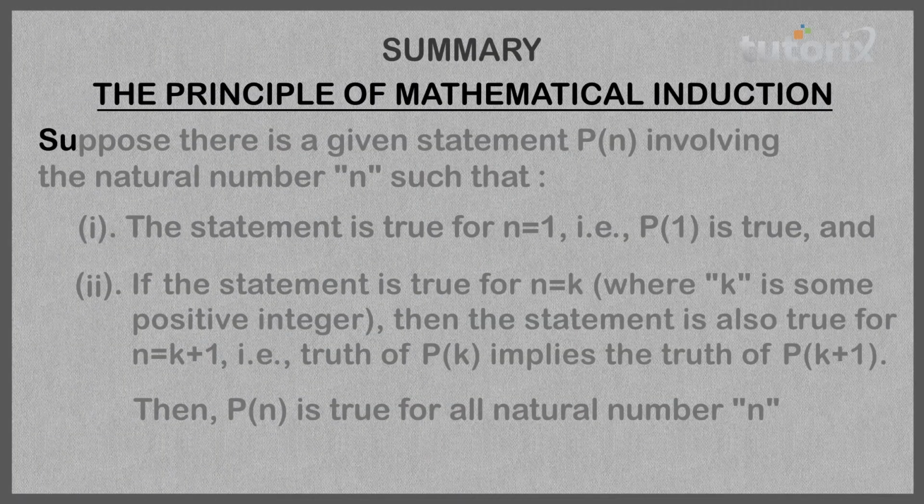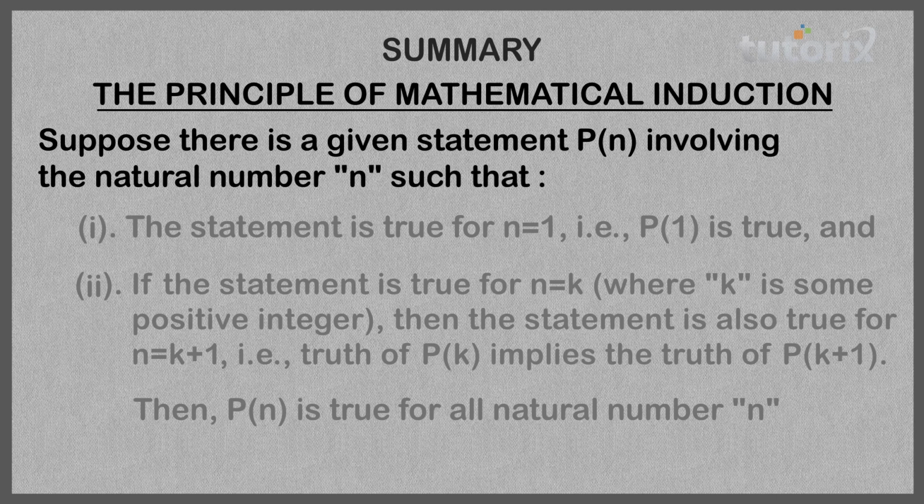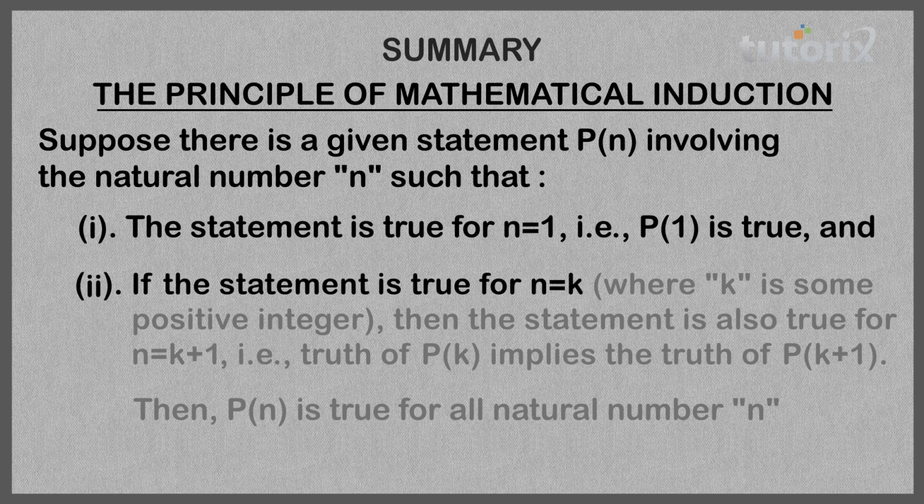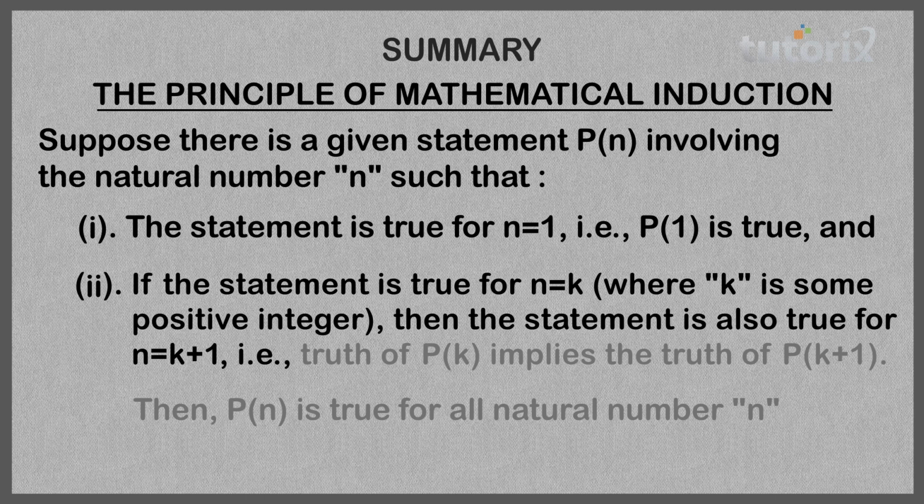So let's summarize what we have learned today. Suppose there is a given statement Pn involving the natural number n such that the statement is true for n equal to 1, that is P1 is true, and if the statement is true for n equal to k, where k is some positive integer, then the statement is also true for n equal to k plus 1. That is, the truth of Pk implies the truth of P(k+1). Then Pn is true for all natural numbers n.